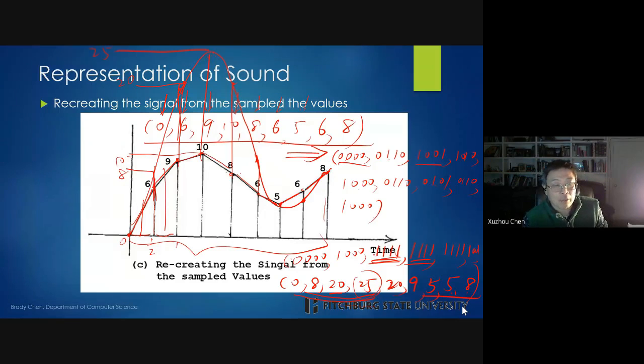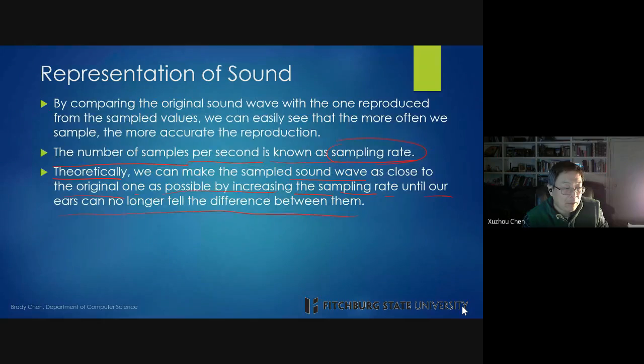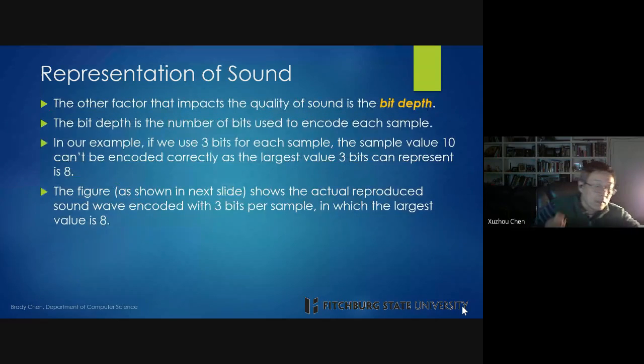So you're going to increase about 20% of the size. So that's unfortunate. That's the cost that you have to pay. Now, the number of bits you're going to use to represent each amplitude is called bit depth. That's the other factor that impacts the quality of the sound. The bit depth is the number of bits used to encode each sample.